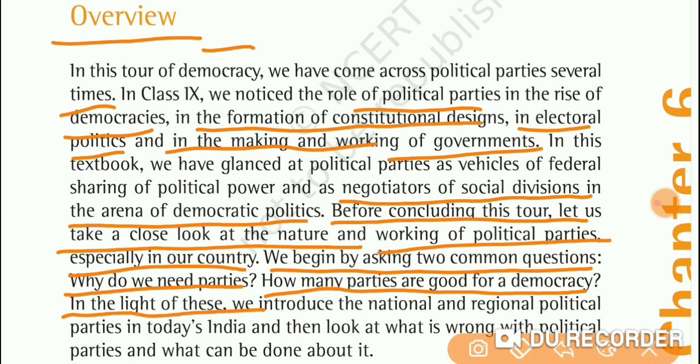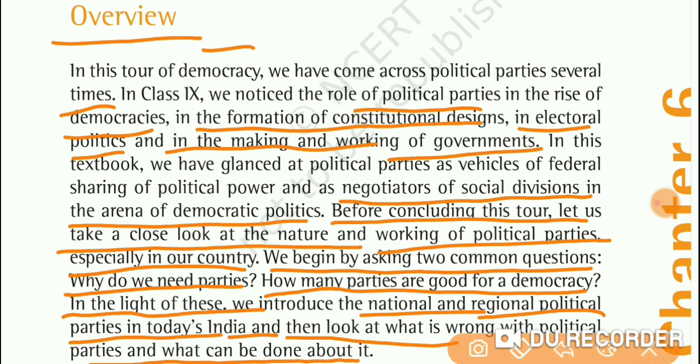In the light of these, we introduce the national and regional political parties. So when we discuss political parties, we shall also discuss the important roles of political parties, and at the same time what the national parties and regional parties are, and what the differences between national parties and regional parties are. That is also one of the important objectives of this lesson. We introduce the national and regional political parties in today's India, and then we look at what is wrong with political parties and what can be done about it.